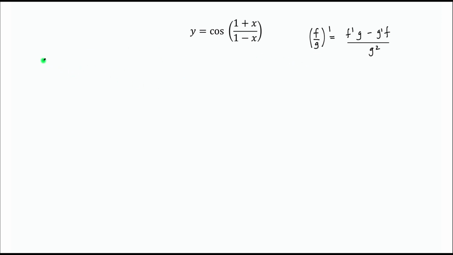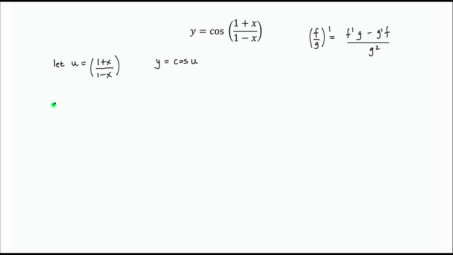What we're going to do first is use the chain rule. So we'll say first of all, let u equal 1 plus x over 1 minus x. So that's our u. Then this part becomes y is equal to cos of u. So we're just going to write our chain rule.